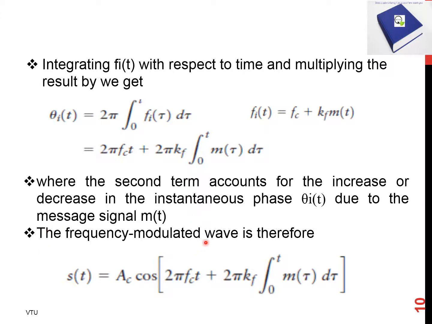The frequency modulated wave is therefore s of t equal to Ac cos 2 pi fct plus 2 pi kf integral 0 to t m of tau d tau. So frequency modulated wave equation I can write like this. This will be the frequency modulated wave equation: s of t equal to Ac cos 2 pi fct plus 2 pi kf integral 0 to t m of tau d tau.